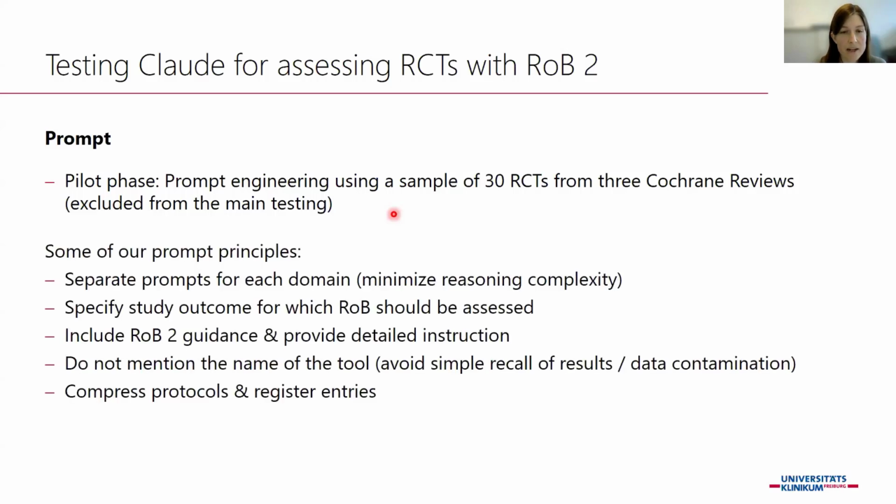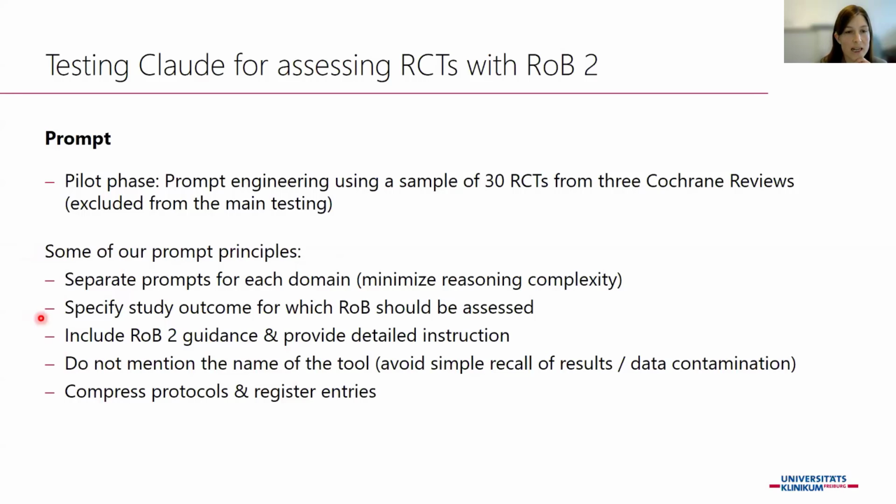I would like to show you some of the prompt principles we finally applied. As I mentioned, it took us quite long to find a working prompt, because at the beginning the results were really, really bad. Then it got a bit better when we applied those principles. The first thing we learned is that it's helpful to have separate prompts for each risk of bias domain. Just putting everything into one prompt and sending it to Claude did not work well.